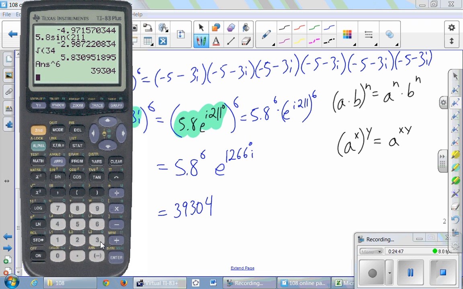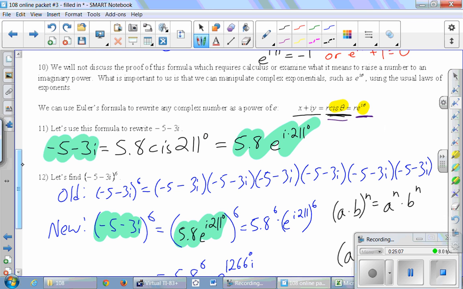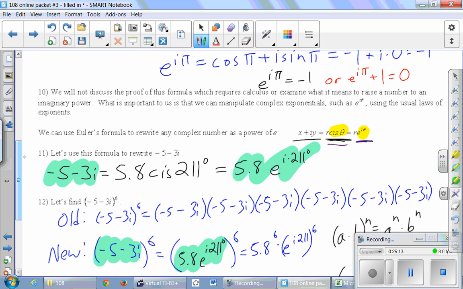Well, it would be strange to write the final answer in this e to the i theta form, given that the original problem was just an x plus iy. So how about we go back? So I'm just going to copy this for right now, 1266i. But how about we go back and again use Euler's formula, but now the other direction. If we see a, where is it? Just off the screen here.